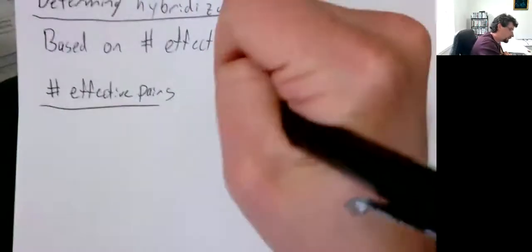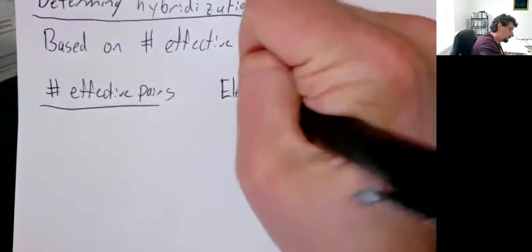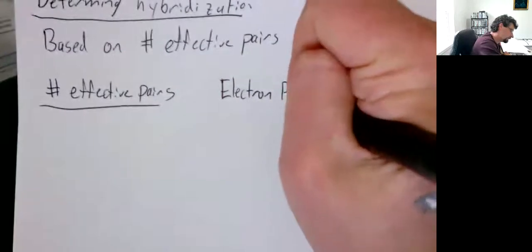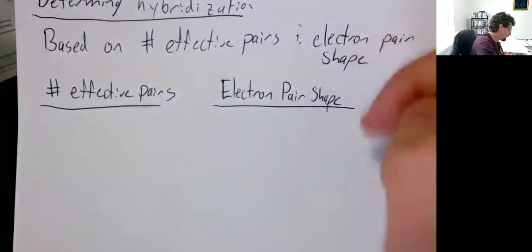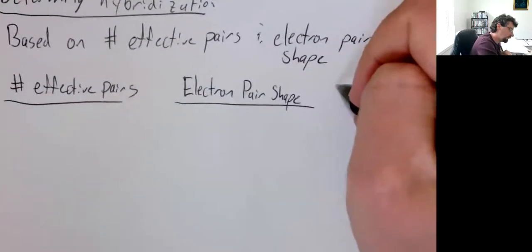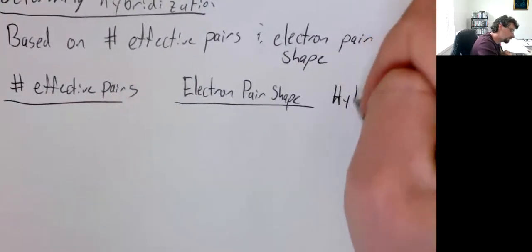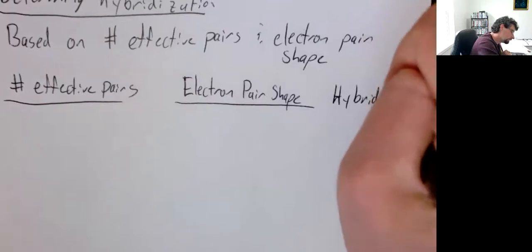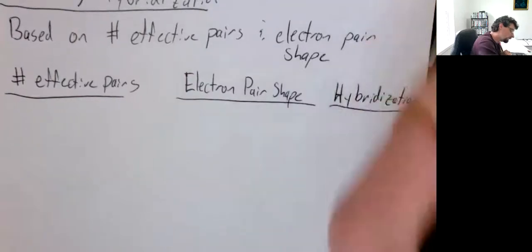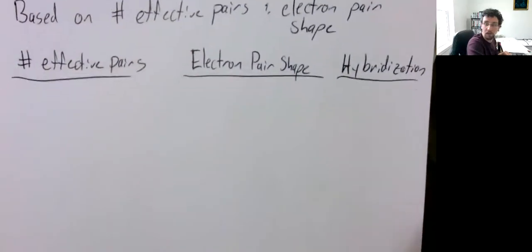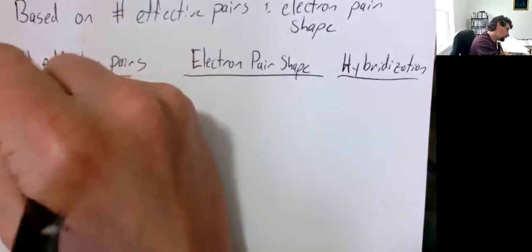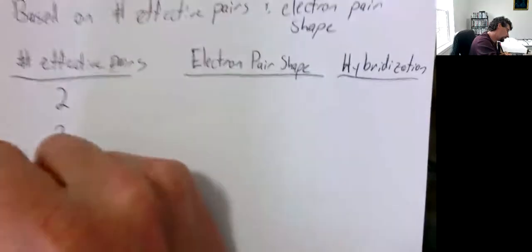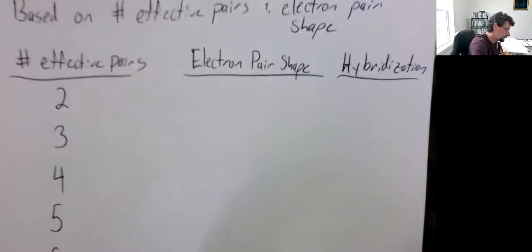We're then also going to keep track of the electron pair shape. And then we're going to keep track of the hybridization. So what type of orbitals are constructed when we let those atomic orbitals overlap? We're going to discuss 2, 3, 4, 5, and 6.